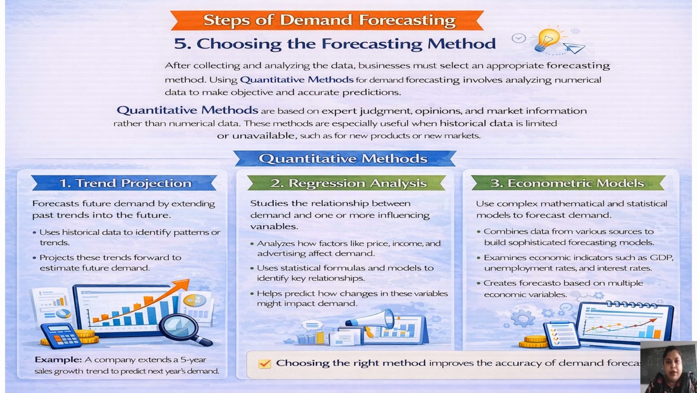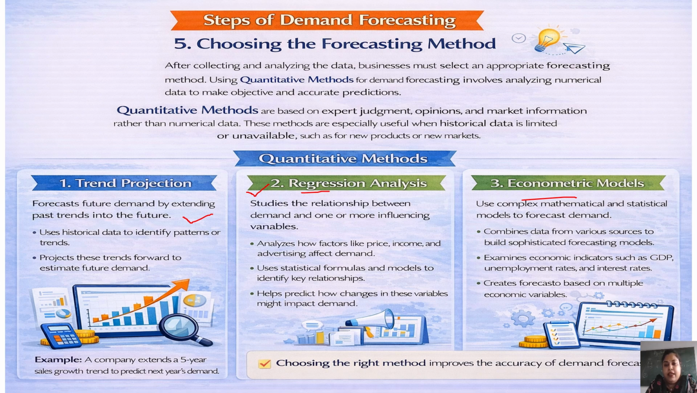Okay, choosing the demand forecasting method. Let's see the quantitative methods of demand forecasting. The first one is trend projection, the second is regression analysis, and the third is econometric models. By using trend projection, we identify the future trend by extending the past trend into the future. By using trend analysis, we can find out the future demand for goods and services. And by using regression analysis, we can find out the relationship between the variables.